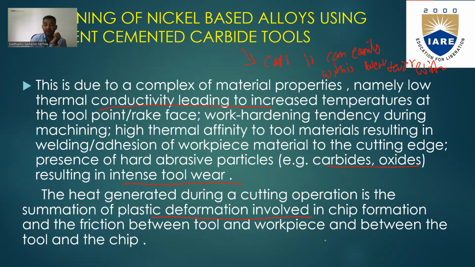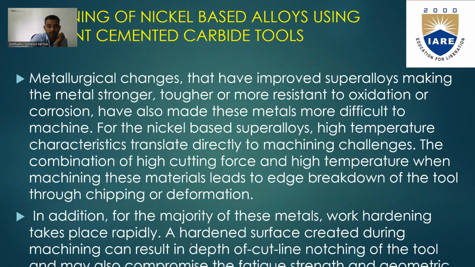Tool and workpiece and between the tool and chip. Metallurgical challenges have improved superalloys, making the metal stronger, tougher, or more resistant to oxidation, but harder to machine. For the nickel-based superalloys, high temperature characteristics translate directly to machining challenges. The combination of high cutting force and high temperature when machining these materials leads to edge breakdown of the tool.